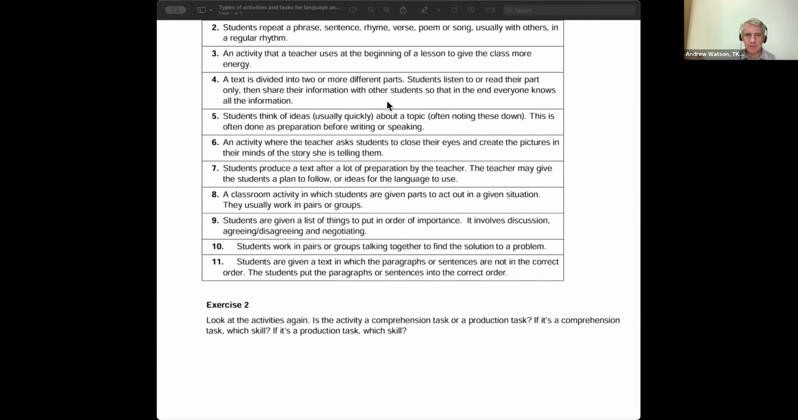So just remember, what is comprehension, what is production? That's the key difference here we've got to be paying attention to. And open the breakout rooms now.